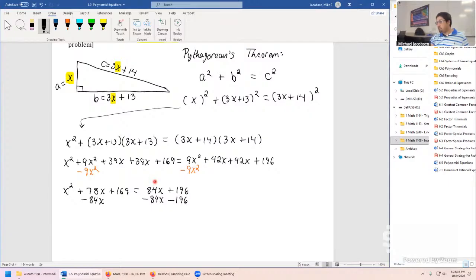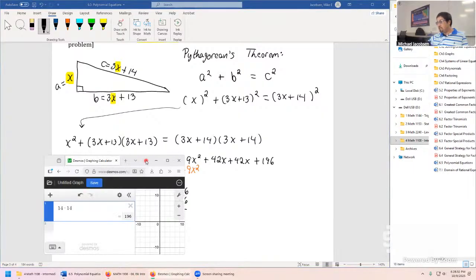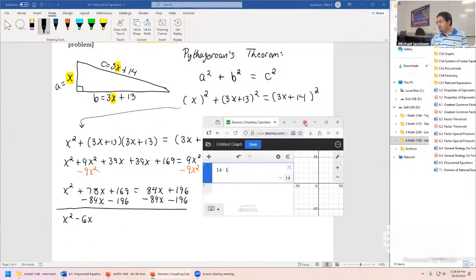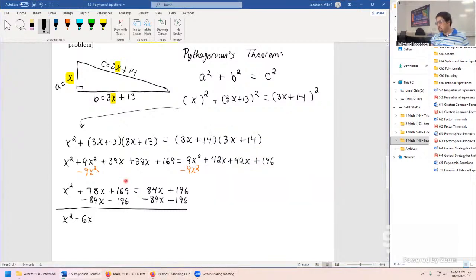Subtract 196 from both sides. Now our new polynomial equation is x squared minus 78 minus 84x's is going to give us negative 6x. And let's be really careful with this one. 169 minus 196, giving us a negative 27 on this column, is now set equal to 0.